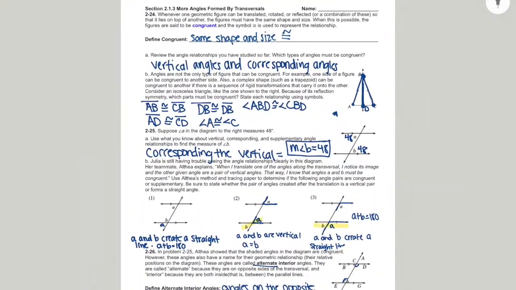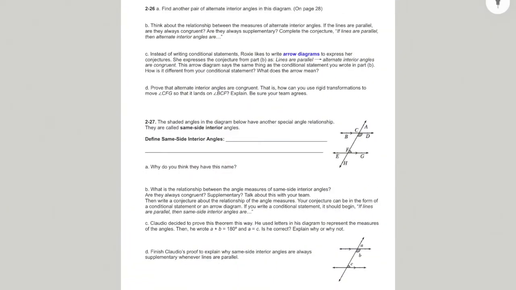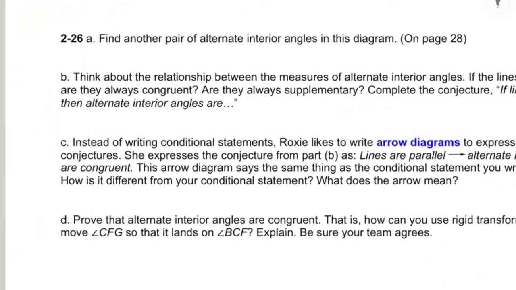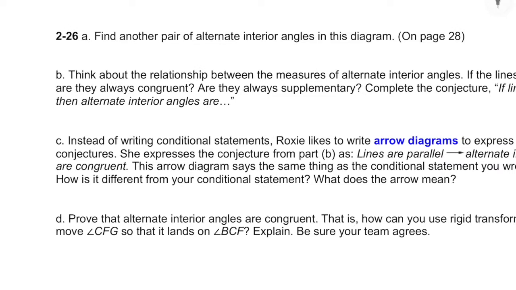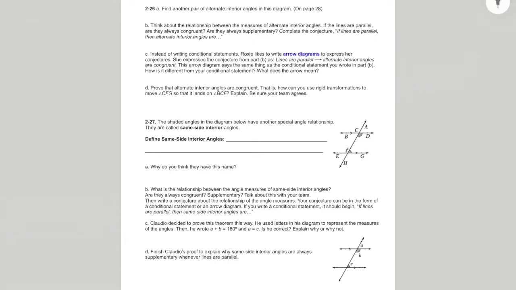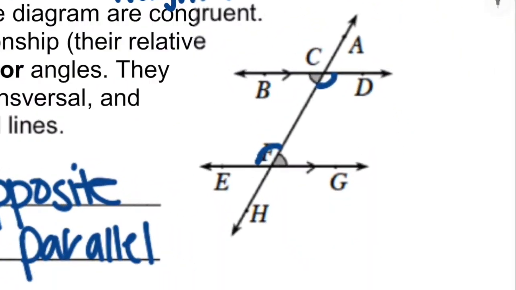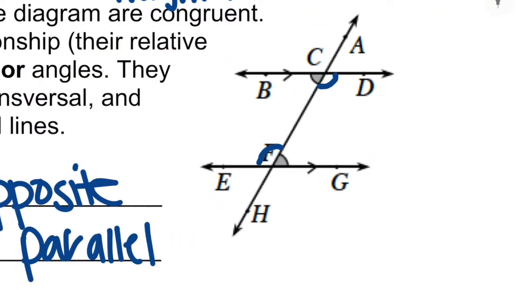Okay, so now let's go to the next thing. I already answered it, but it says find another pair of alternate interior angles in this diagram. So we're going to write them out because we struggled a little bit with that before. So the other pair would be, you have other ways to do this, but we're going to say D, C, lots of other ways to write this out. You could have said DCH. You could have said HCD. Lots of options, but I'm going to say DCF.